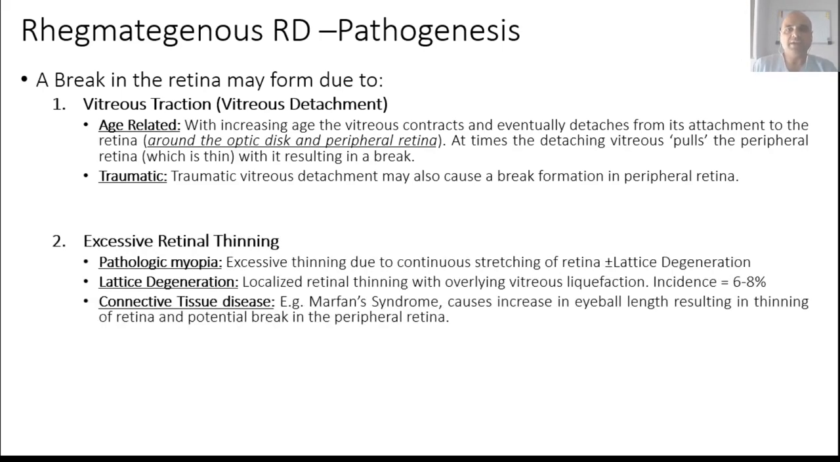The other major way a break can happen is by excessive retinal thinning. One example of excessive retinal thinning is pathologic myopia. If you remember from our discussion on refractive errors, pathologic myopia is an axial myopia.